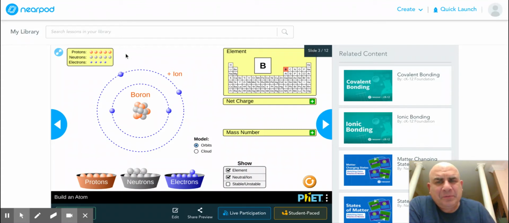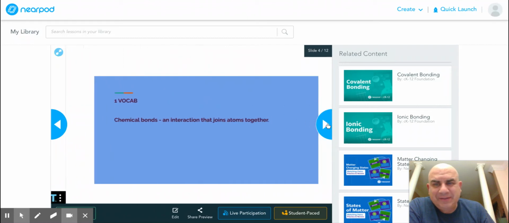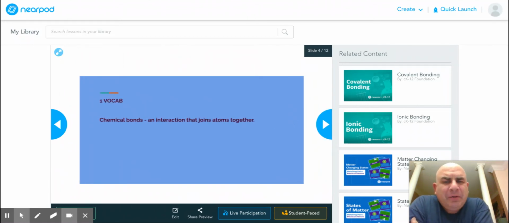That's how atoms bond. They have extra electrons and they share, they give, or they're attracted. And that's what atoms do. And this is the next step to chemical equations. But today, we're talking about why the atoms link up. And that's why I messed around with this. Chemical bond, an interaction that joins atoms together.